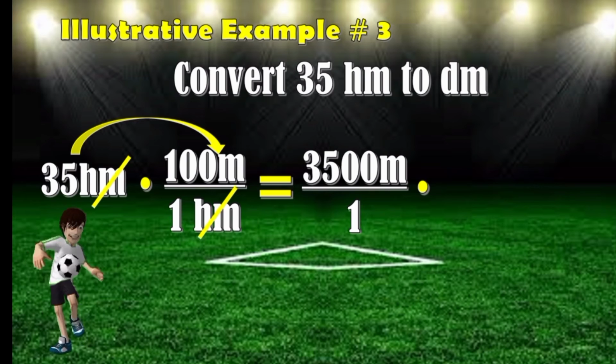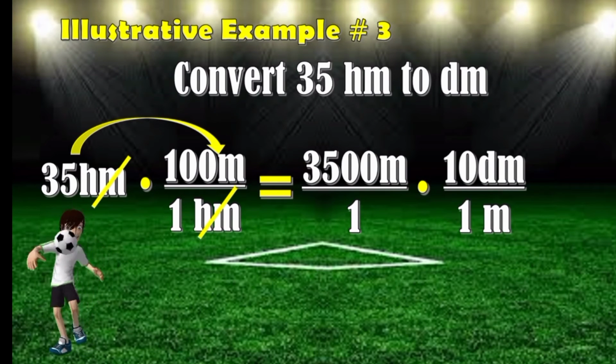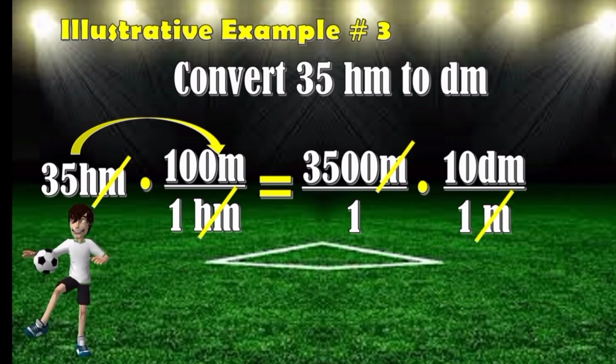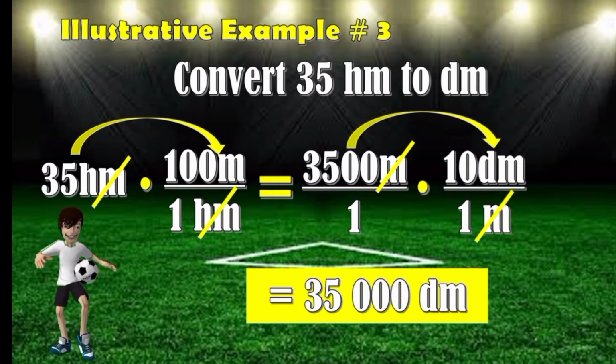Multiplying it to the factors 10 decimeter over 1 meter. Canceling out the common factor, meters, then multiply 3,500 by 10 decimeter. Our final answer is 35,000 decimeter.